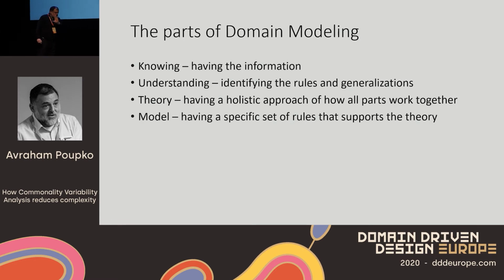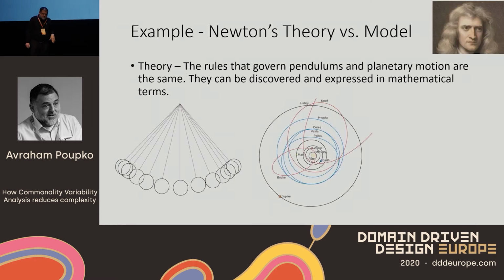I'll bring an example to talk about the difference between model and theory. I'll bring a few examples. They're important ones. Newton had a theory. The theory was, Isaac Newton that is, the rules that govern pendulums and planetary motion are the same. They can be discovered and expressed in mathematical terms. That was a theory. That's not a rule. It's a theory. He said there are explanations and beliefs out there that could explain the world, and I'm going to try to discover them and articulate them as rules.